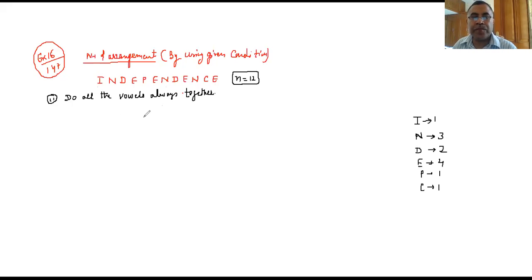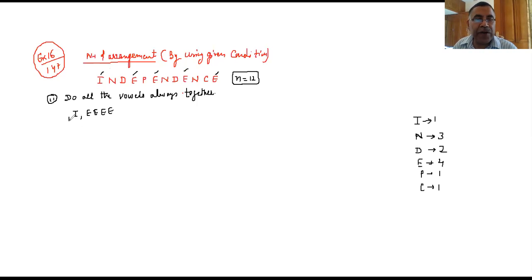Now see, how many vowels are there? First we will find out. I is a vowel. E is a vowel. 2, 3, 4. 4 E's are there, 1, 2, 3, 4, and I. N is not a vowel. D is not a vowel. P is not a vowel. No, there is no other vowel.